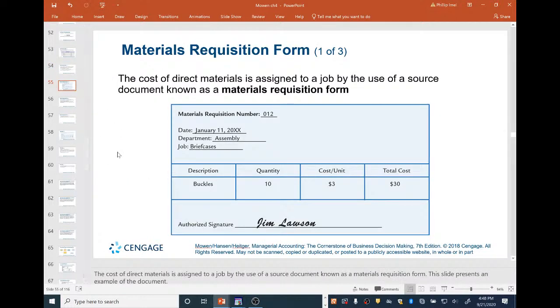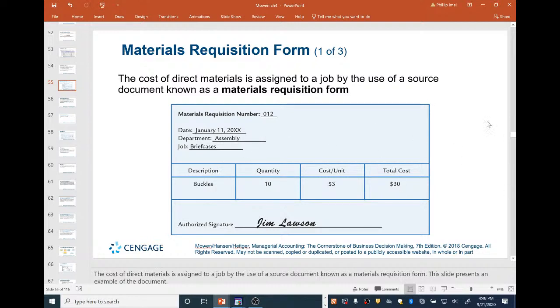Okay, next, the materials requisition form. The cost of direct materials is assigned to a job by the use of a source document known as a materials requisition form. Okay, same thing here, just a materials requisition number. We just have a number here to label it, the date, the department, and whatever job it is. In this case, it's a briefcase.